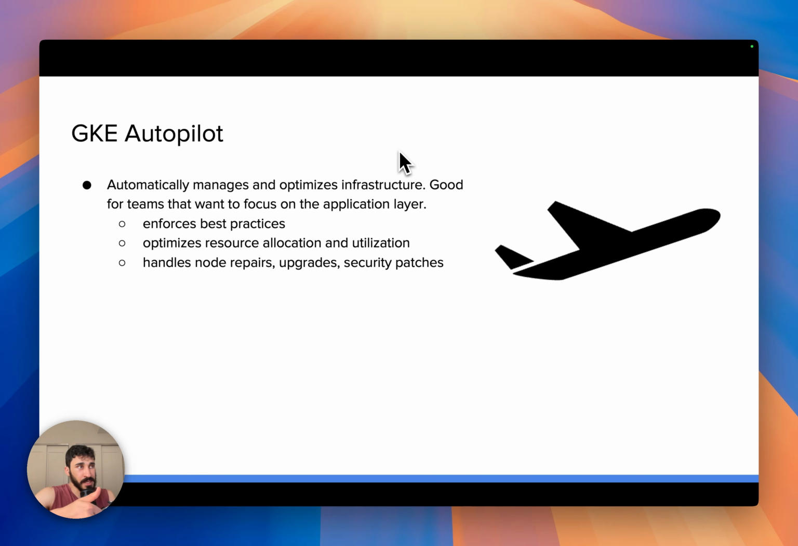So it enforces some best practices by default, ensuring that your clusters are set up and run in a way that follows Google's recommended guidelines. Again, Google does not assume that you want this. You have to add it, but it is an option. It optimizes resource allocation and utilization, so that can help to minimize costs, although you're trusting that it would do that in the way that you want.